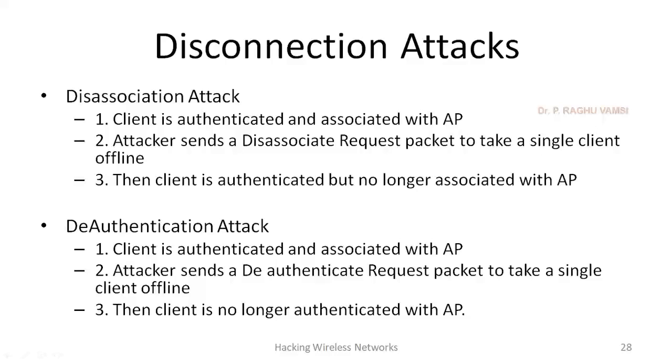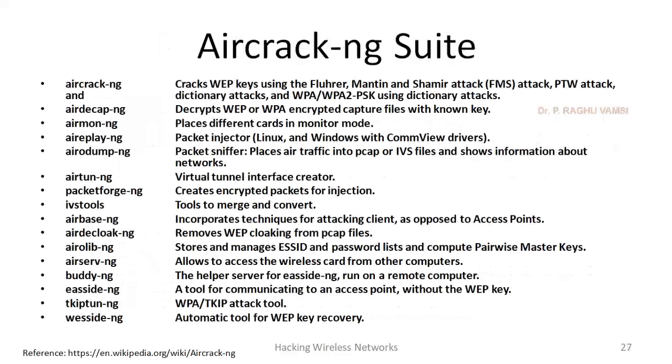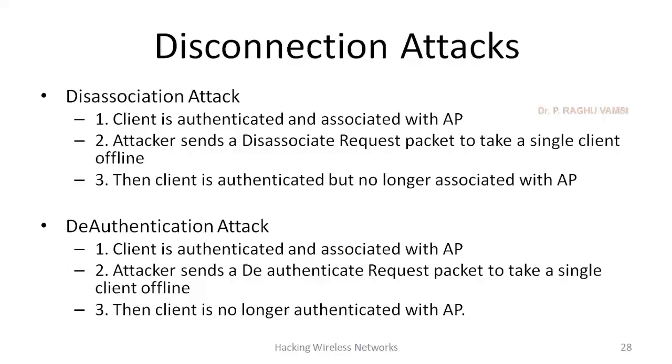In the disassociation attack, the client is authenticated and associated with the access point. This is a normal way of connection. Now, since your Wi-Fi card is in monitor mode, you can capture the traffic via Airodump, which works as a packet sniffer and can capture all the packets communicating with the access point. With that, you can come to know the access point MAC, your MAC, and any other MAC going out of the access point. Any other MAC means any other packet or frame containing a MAC address that belongs neither to the access point nor to you. That means it belongs to some other client, so you can detect that it is some other client. Now the attacker sends a disassociation request packet to take a single client offline.